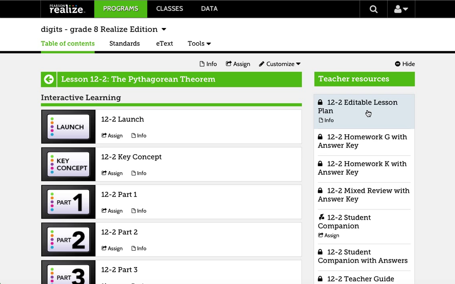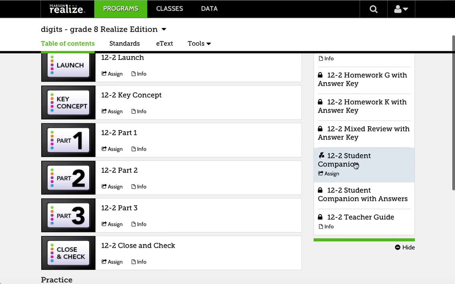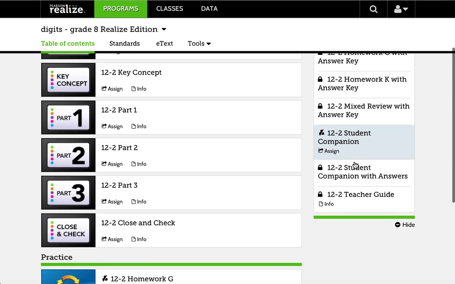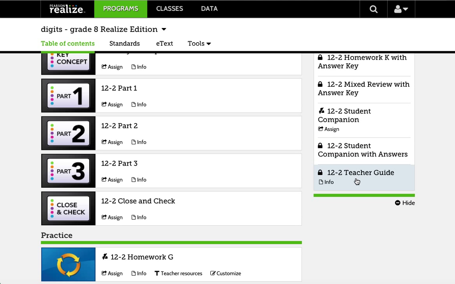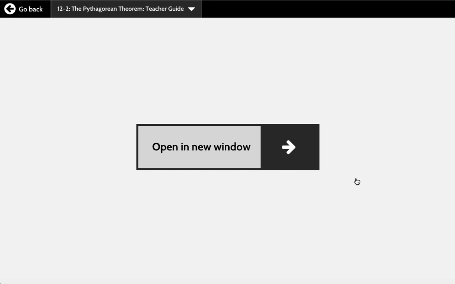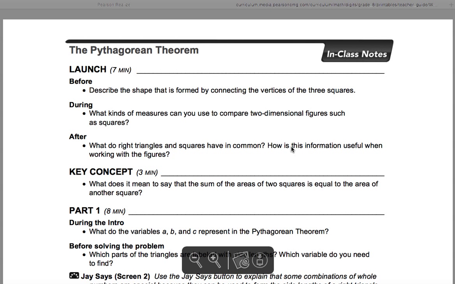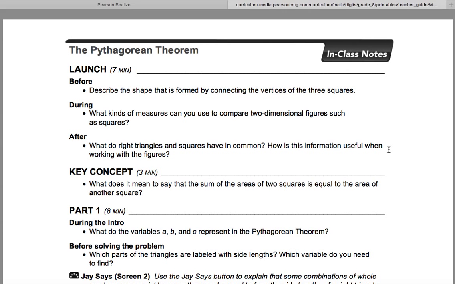Here you can have an editable lesson plan. It's just a basic lesson plan. You can print the homework. You also could print the student companion. But most important is down here, the teacher guide. The teacher guide is usually a 7 or 8 page PDF, and this PDF contains lots of information. The first page is just the basics of the lesson, and it breaks up the lesson and gives you questions to ask before, during, and after any part of the lesson.